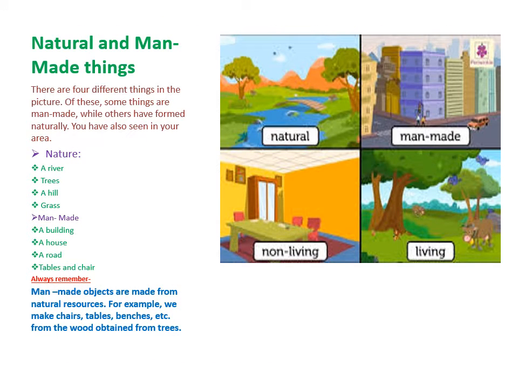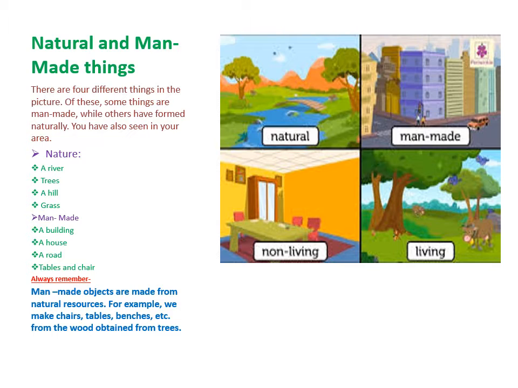In this picture, we can see natural things, man-made things, non-living and living things. Now, what are natural things? Things that appear naturally in nature are called natural things. That is the river, the trees, the mountains, the green grass around. Men do not create this. This is the natural thing that we get from nature.